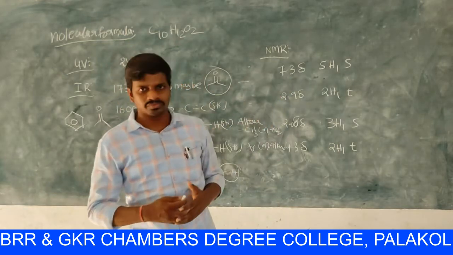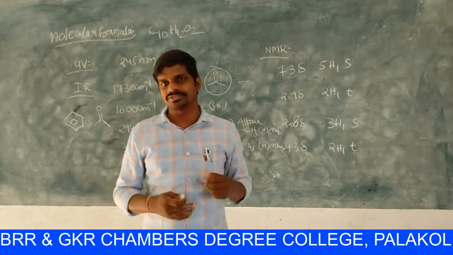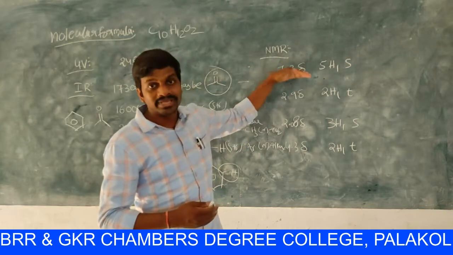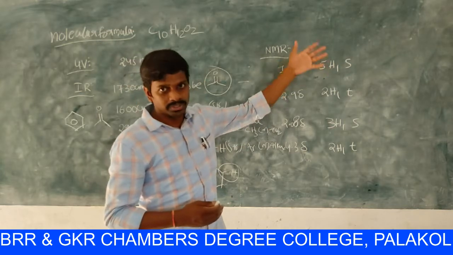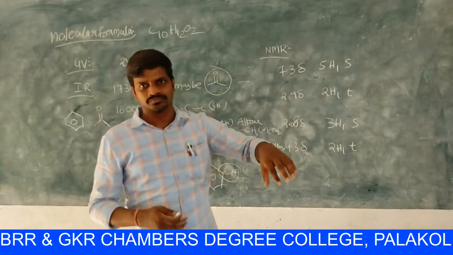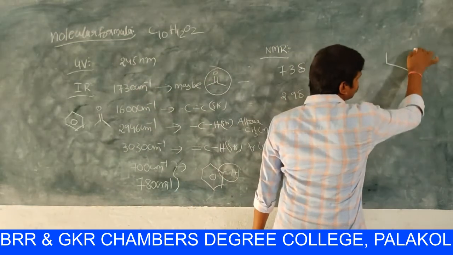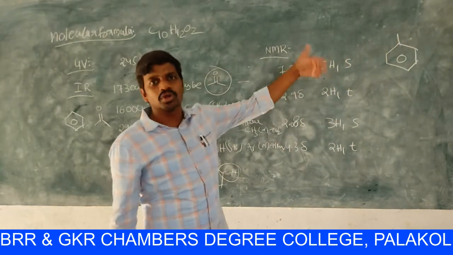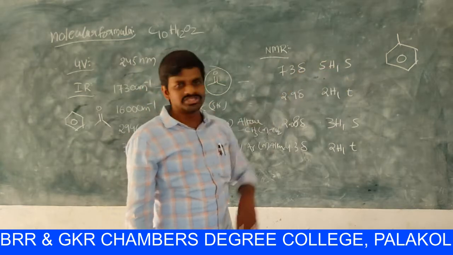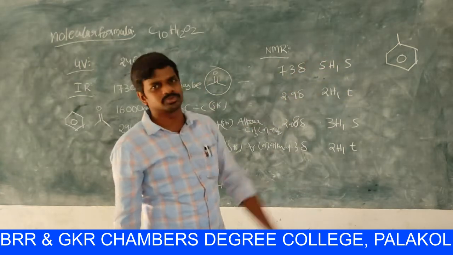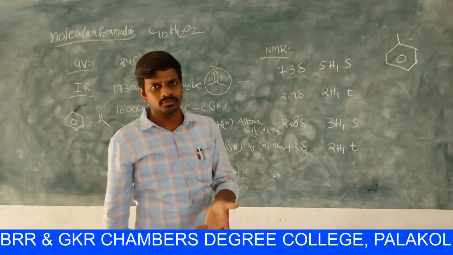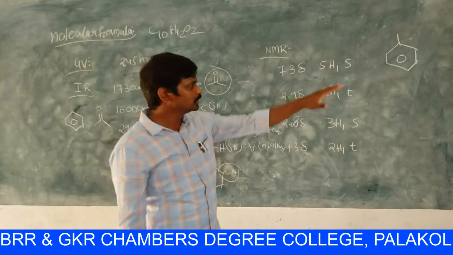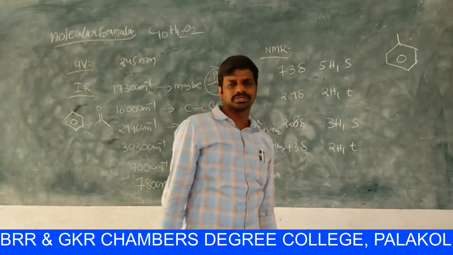So the chemical shift 7.3 definitely indicates a benzene ring. This 7.3 delta indicates benzene ring protons. We have 5 hydrogens in the benzene ring, so that means our benzene ring has monosubstitution. The benzene ring is monosubstituted, because it has only 5 hydrogens and the remaining carbon is substituted by some other group. What is the group? The group is determined by other spectral data.